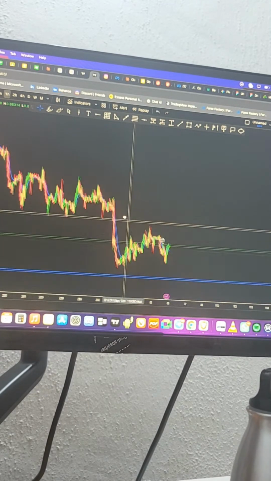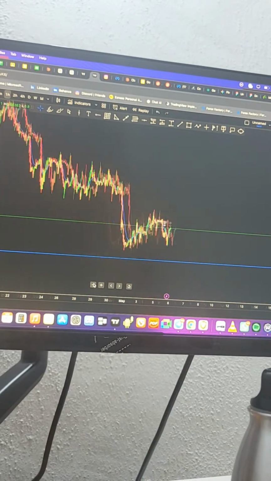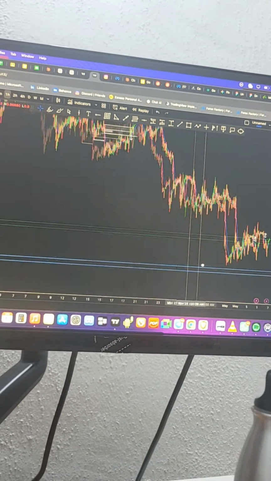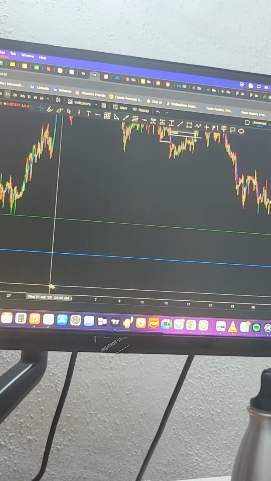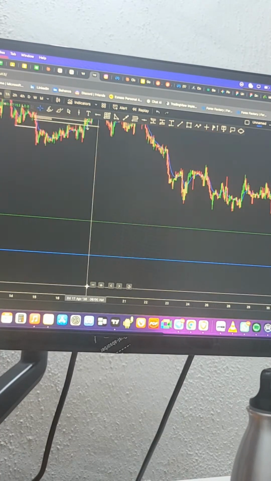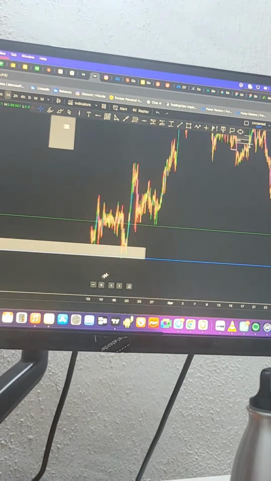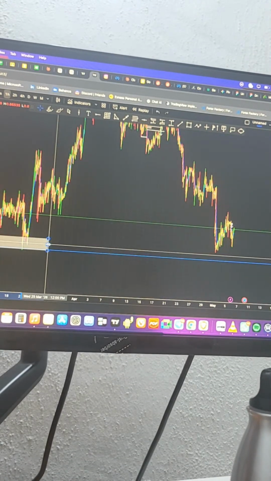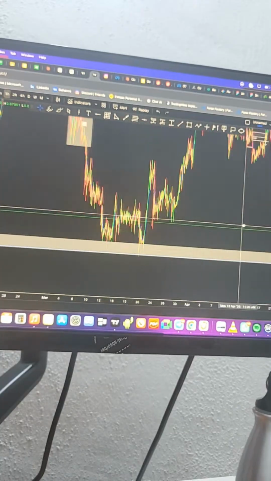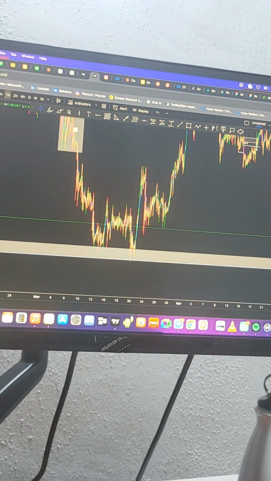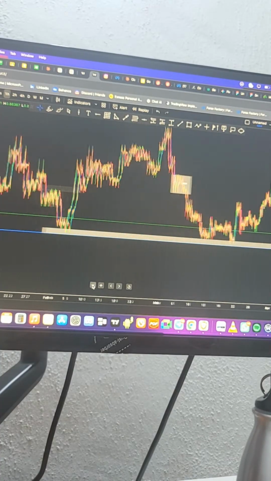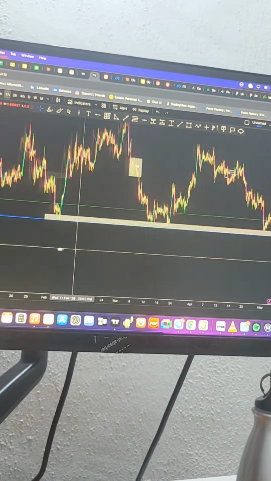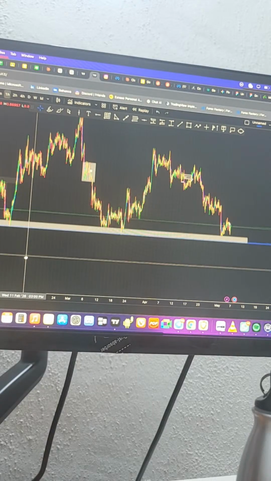So this is Euro GBP. What's going on here on Euro GBP? Where is price currently? Apparently, Euro GBP just tapped into a key level.